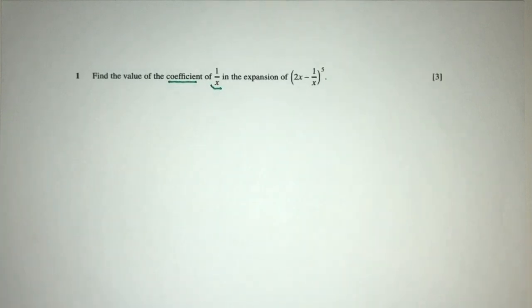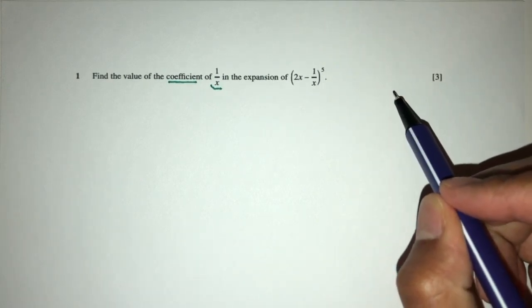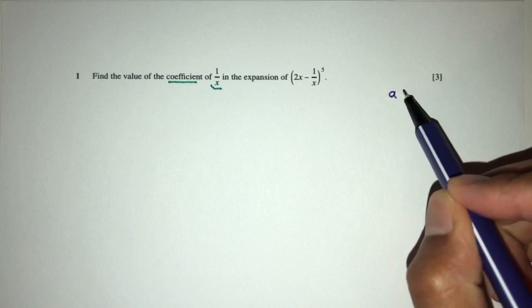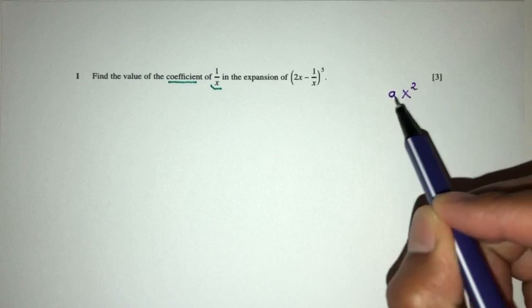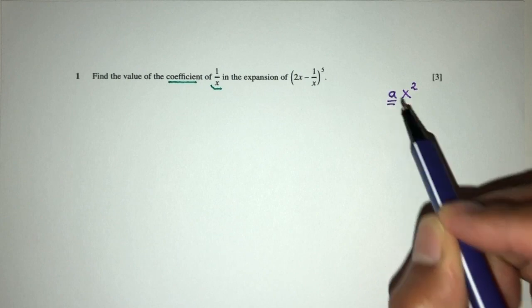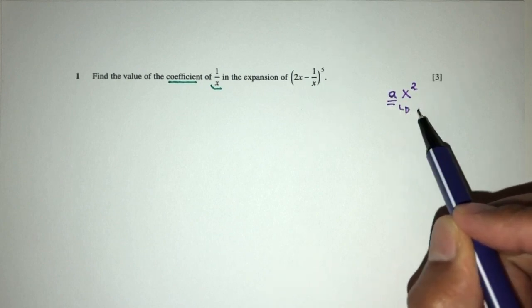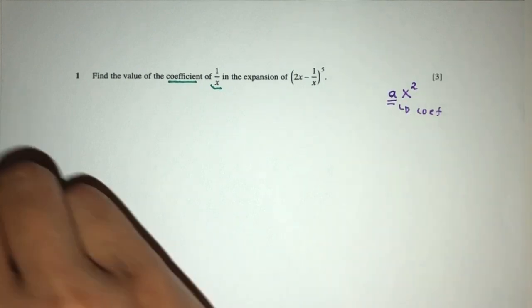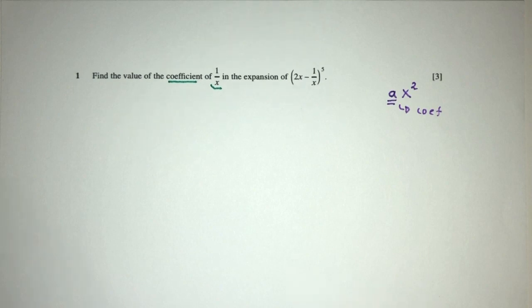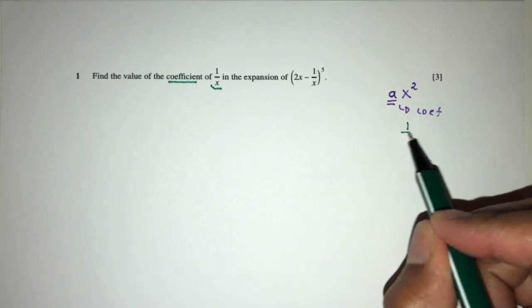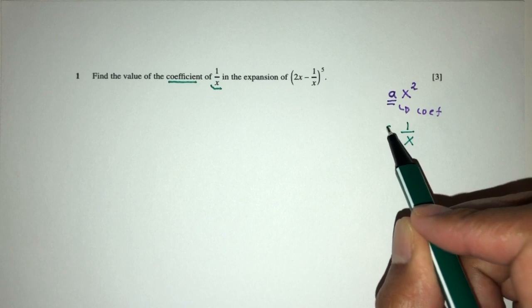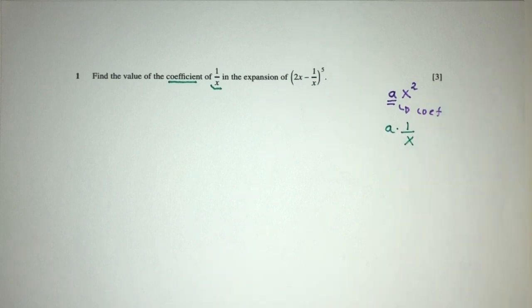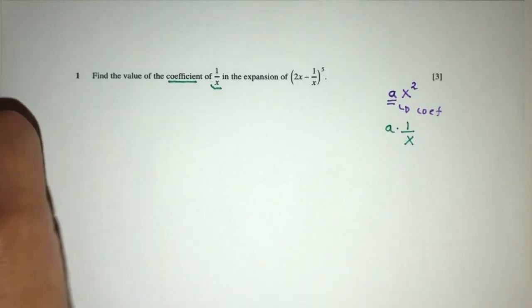Now, we have to understand what is the coefficient of 1 over x. For example, if I ask you for the coefficient of x squared, the value in front of x squared will be called the coefficient of x squared. Same thing, the coefficient of 1 over x is simply the value in front of 1 over x. So let's see, how can we find this?